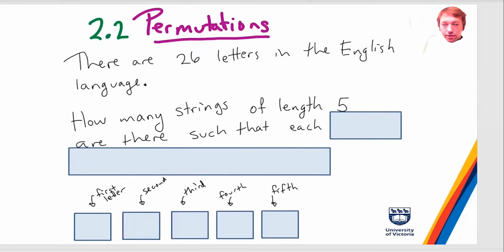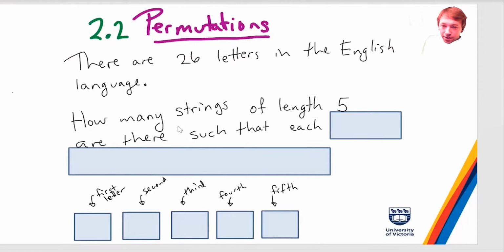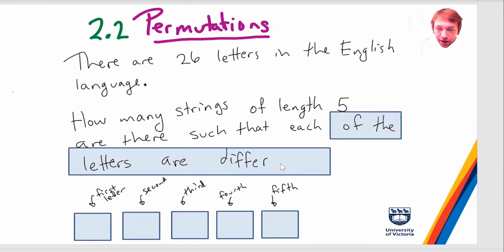So, recall that there's 26 letters in the English language. Here's an example question. How many strings of length 5 are there using the English alphabet such that each of the letters are different? I just mean you don't have any repeated letters. Anyone got any ideas? Well, it all comes down to this rule of product again, right?